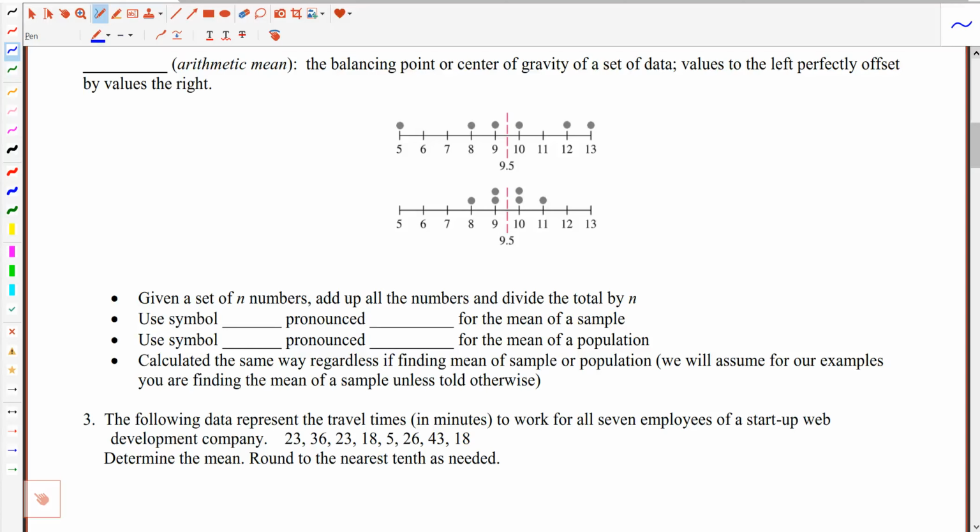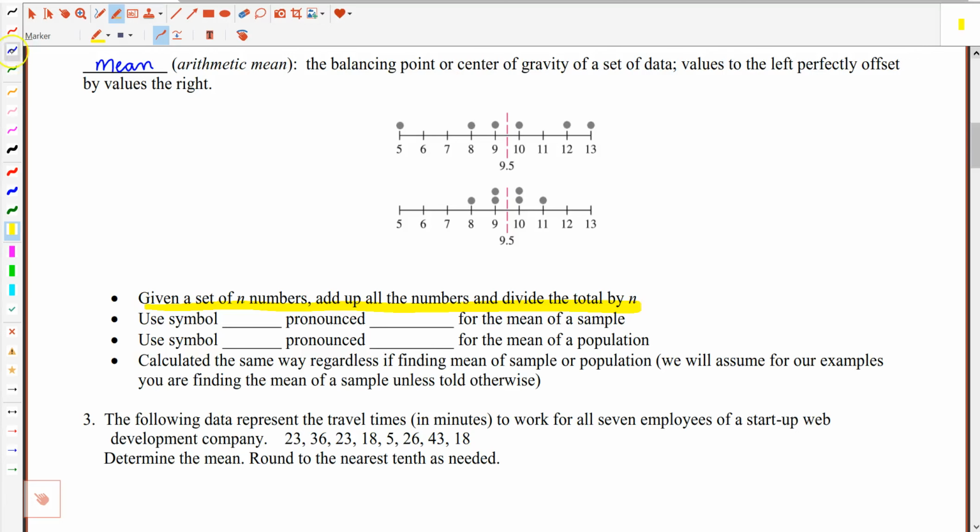The next measure of central tendency that we're going to look at is the mean, which is more accurately called the arithmetic mean because there are different types of means out there. There's an arithmetic mean, a harmonic mean, and a geometric mean. We are going to focus on the arithmetic mean in this course, which is also one that you are probably familiar with. So how you find the mean is given a set of numbers, you add them up, and you divide by how many numbers there are in your data set.